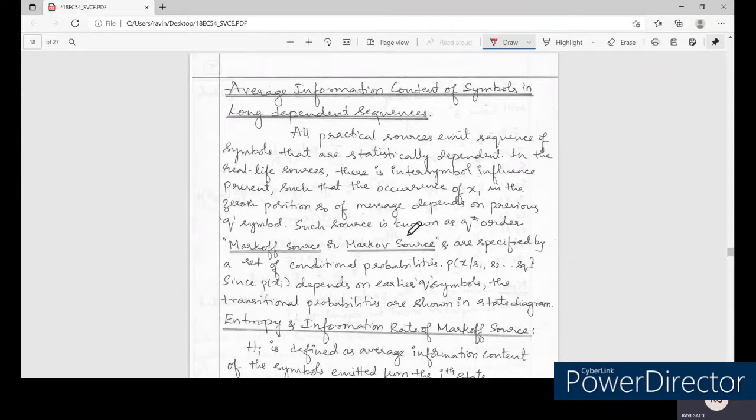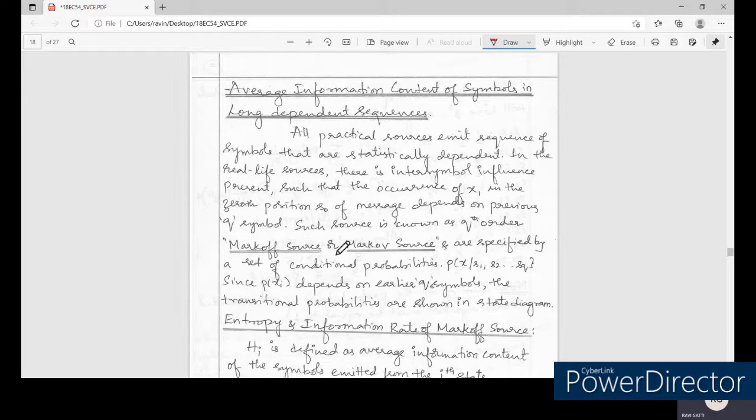What do we mean by a Markov source model? If a source is emitting a particular symbol x in the 0th position of the message, and the emission of this symbol x1 depends upon the previous q number of symbols, then we say that the source is known as a qth order Markov source or a Markov model.